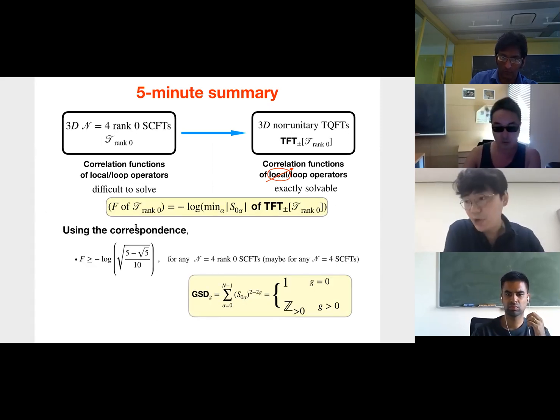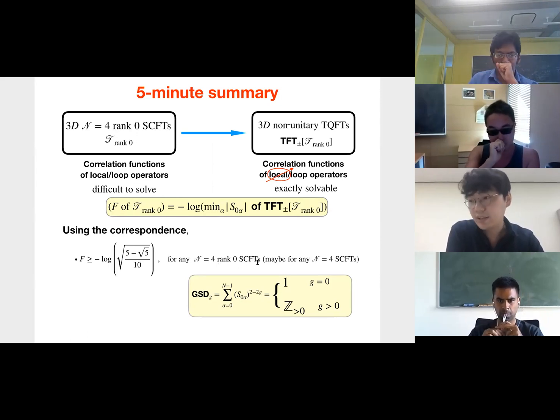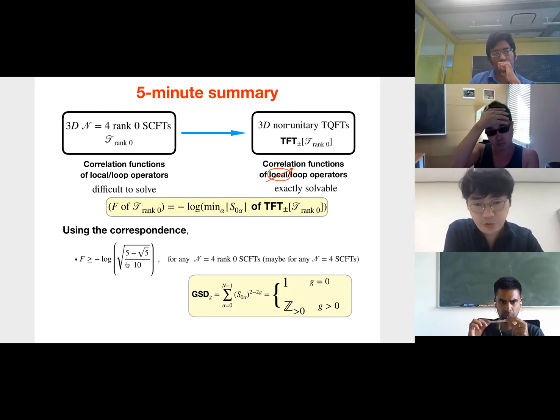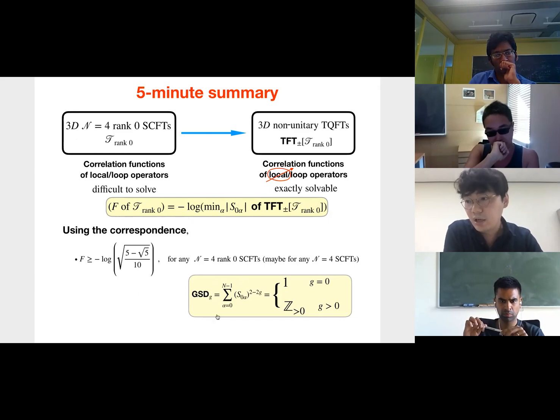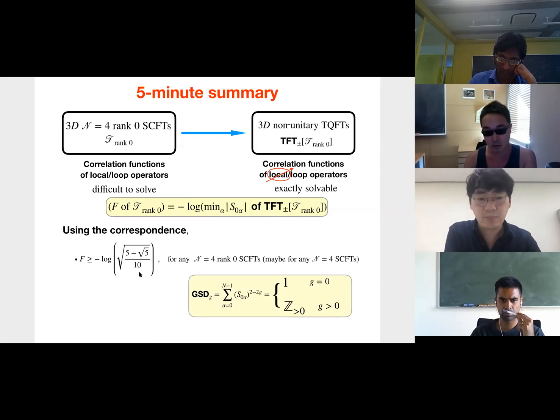Using this correspondence and dictionary, we will derive a lower bound of F, which holds for any rank-0 N=4 CFT, and it is believed that it is saturated. This can be derived simply using this relation and a basic fact of topological field theories, saying that the ground state degeneracy on a genus-g surface can be written as an expression of the S-matrix. Then, combining this information, you can derive this lower bound using only middle school mathematics.